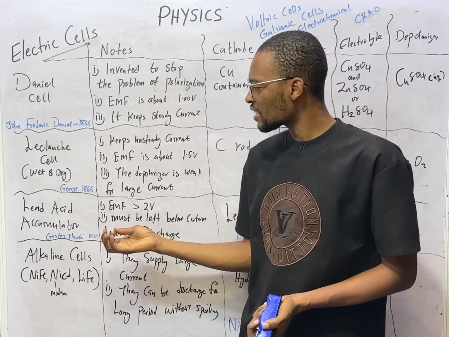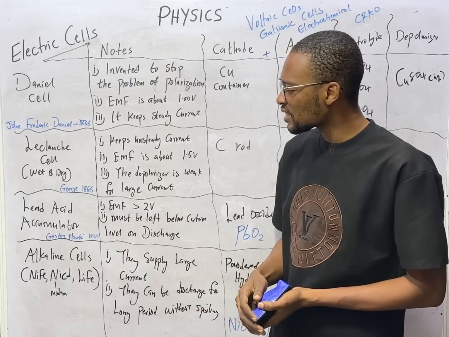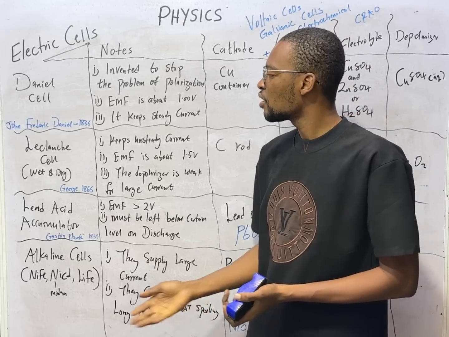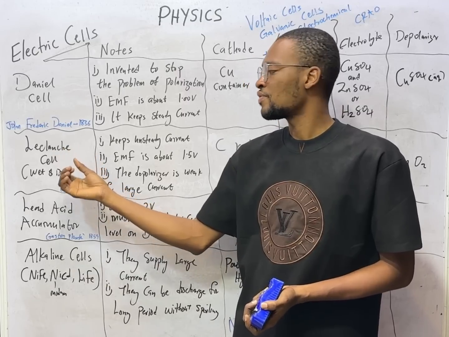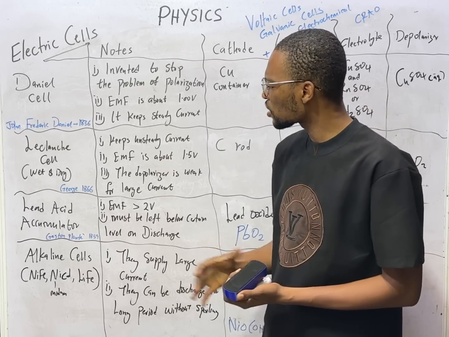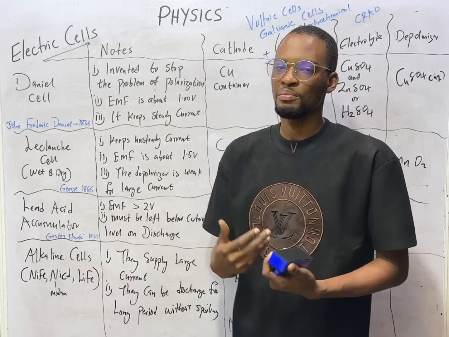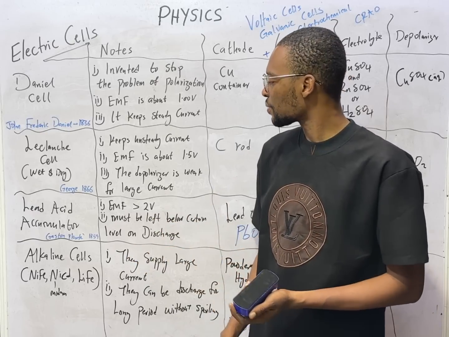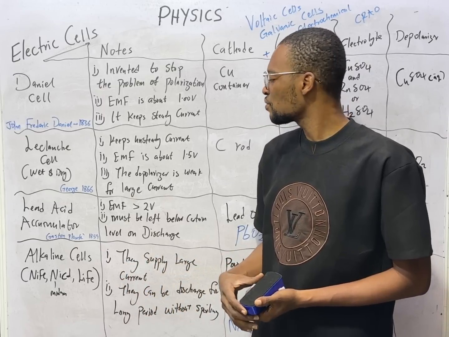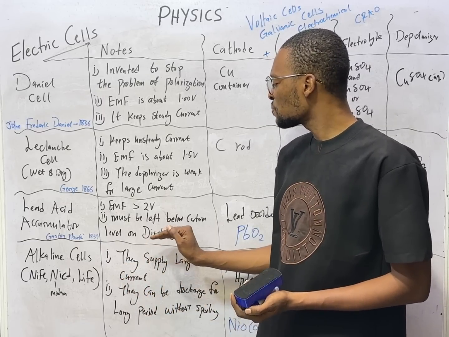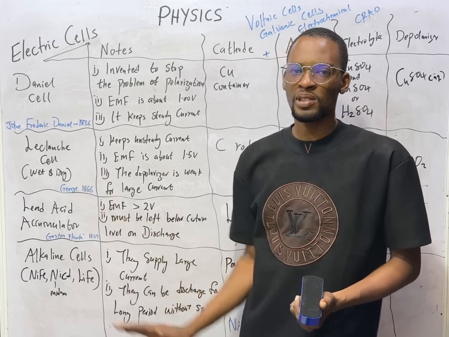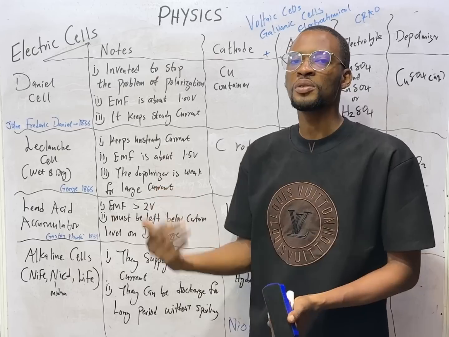Now looking at the lead acid accumulator, it was invented by Gaston Planté in 1859, while the Leclanché cell was invented by George Leclanché in 1866. Most of these guys named these things after themselves to keep the name running. For the lead acid accumulator, the EMF is greater than 2 volts, and it must not be left below a certain level on discharge. If it goes below that level, it may not work. It will be difficult for you to charge it.